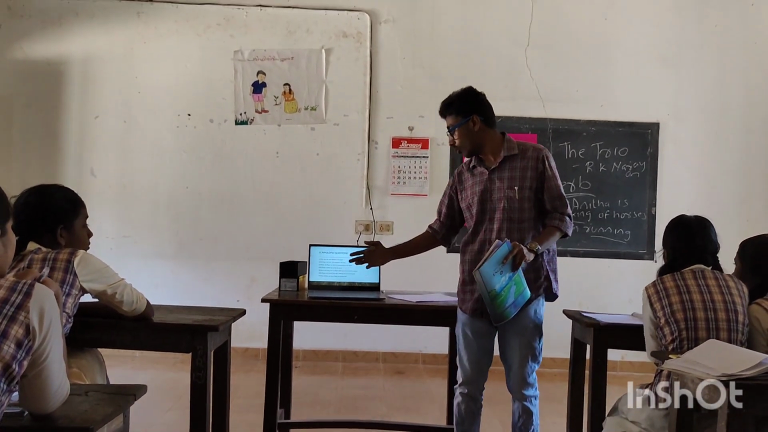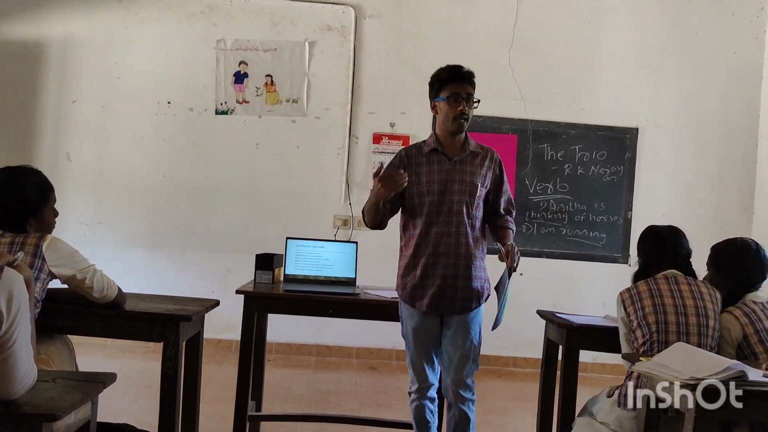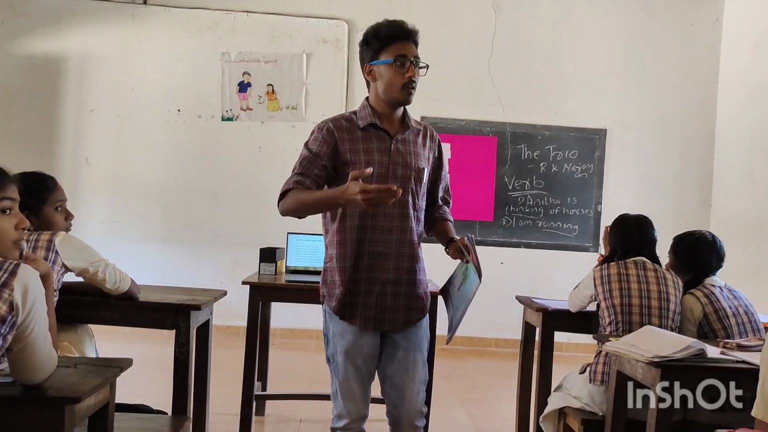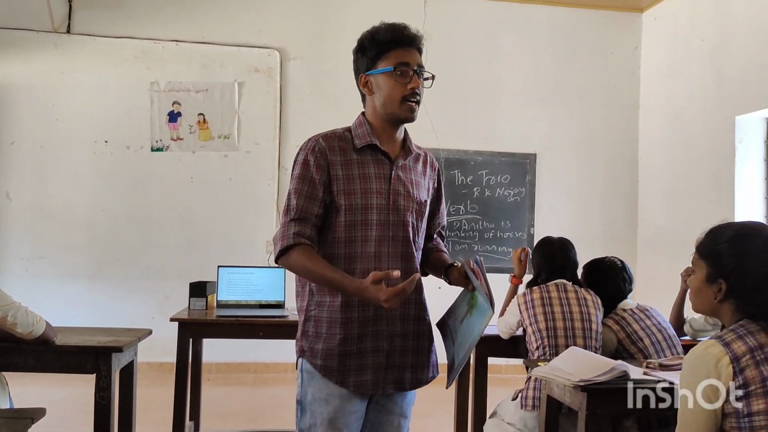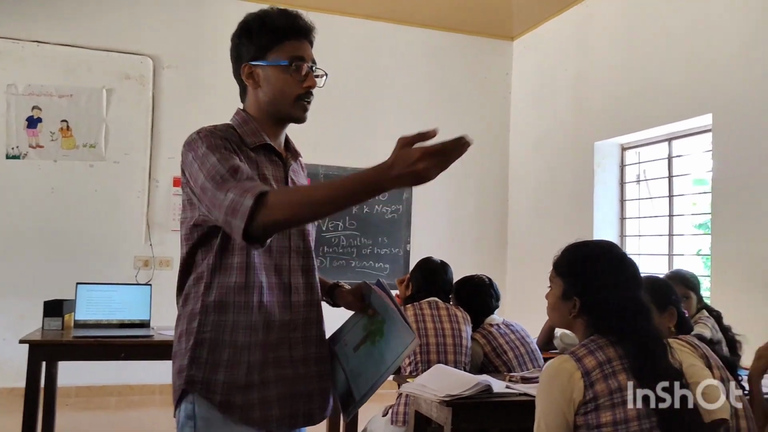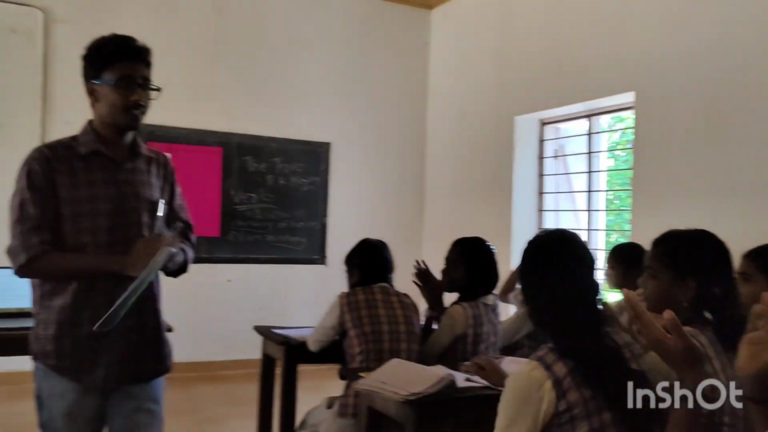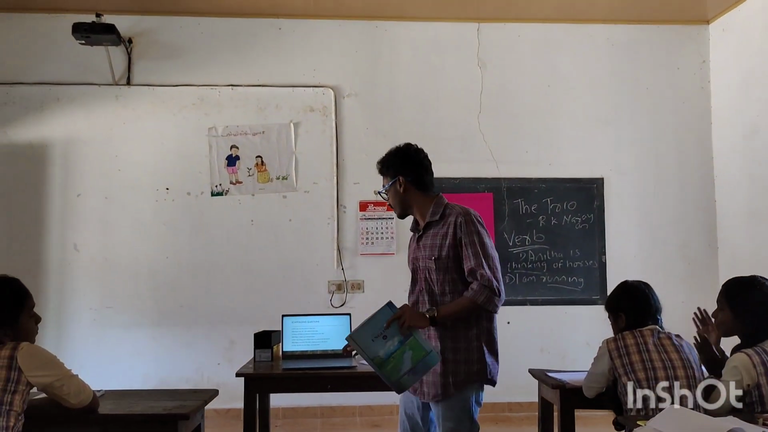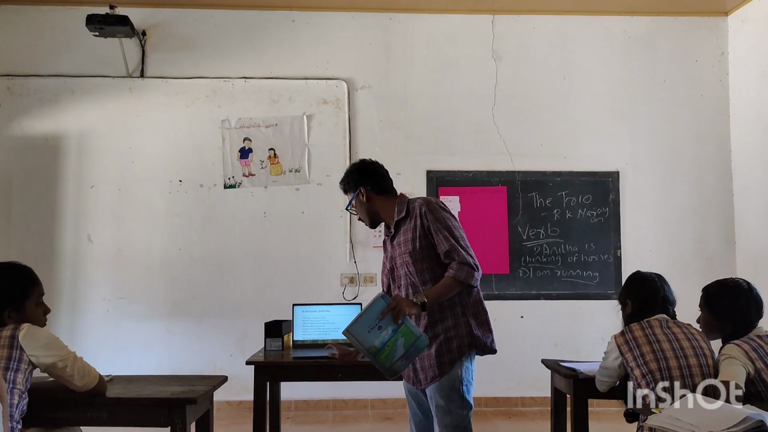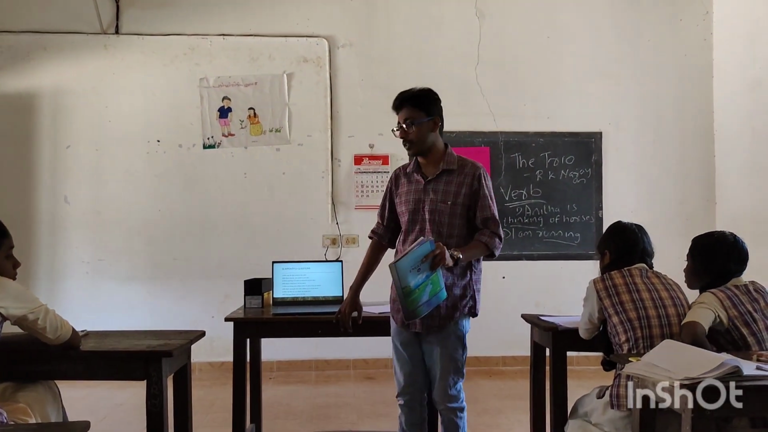What did Mani do once Rajam sat beside him? What did Mani do when Rajam came to the last bench? Can you say? Jabbed him in his ribs. Very good. Mani gave Rajam a jab to the ribs.